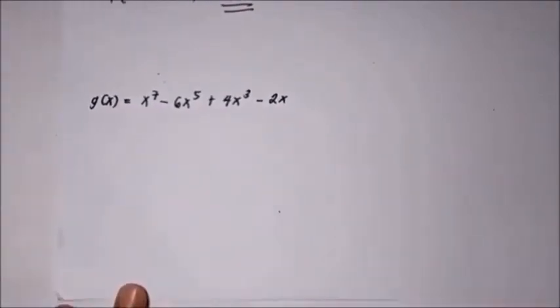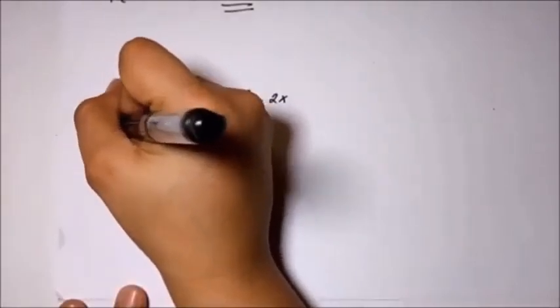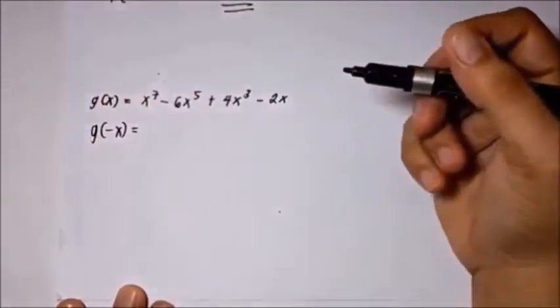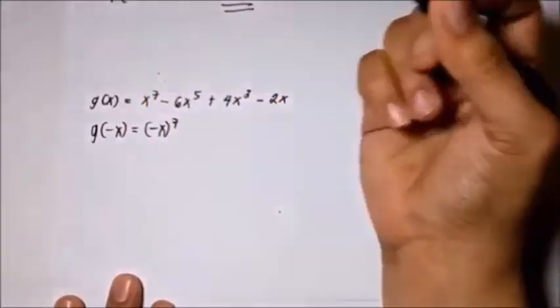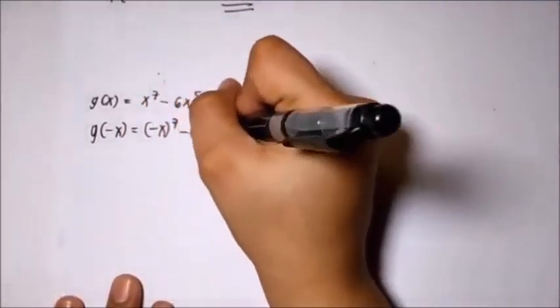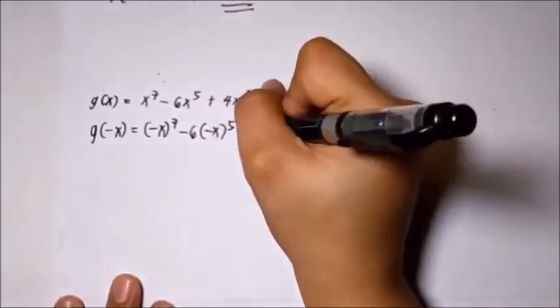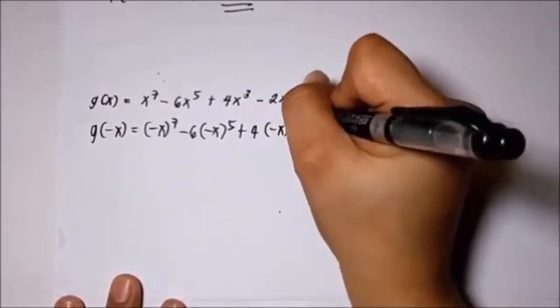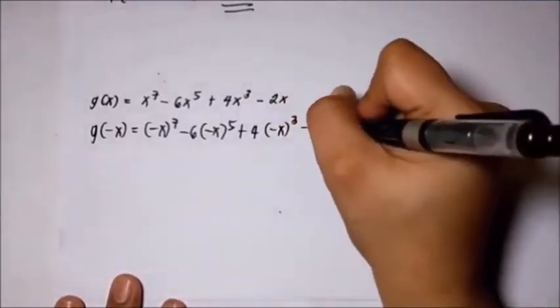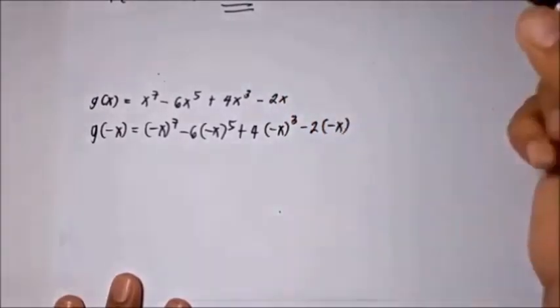So with the next one, we will evaluate g of negative x. So the given is x raised to 7, negative 6 x raised to 5, plus 4 x raised to 3, then negative 2 x. So we use negative x: negative x raised to 7, negative 6 negative x raised to 5, plus 4 negative x raised to 3, then negative 2 negative x.